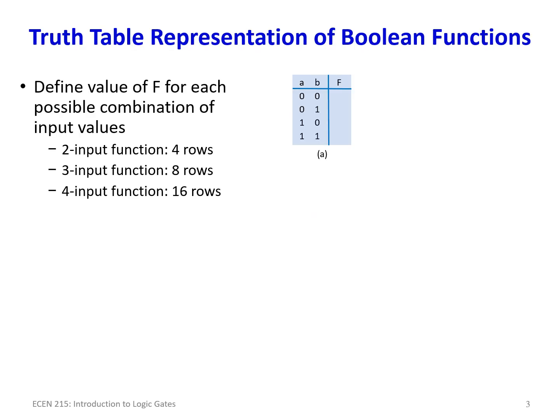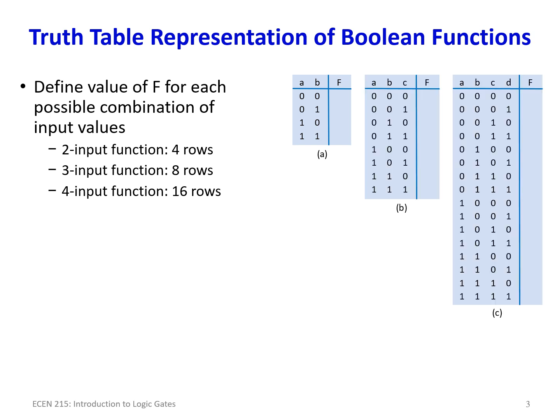So again, the truth table is just a representation of a Boolean function with all the possible combinations. For 2 inputs, we have 4 rows. 3 inputs, it's 8 rows. 4 inputs, it's 16 rows. So again, that's just 2 to the n, where n is equal to the number of inputs, and this equals the number of rows. So that's an idea of what these truth tables look like. It's all of the possibilities.